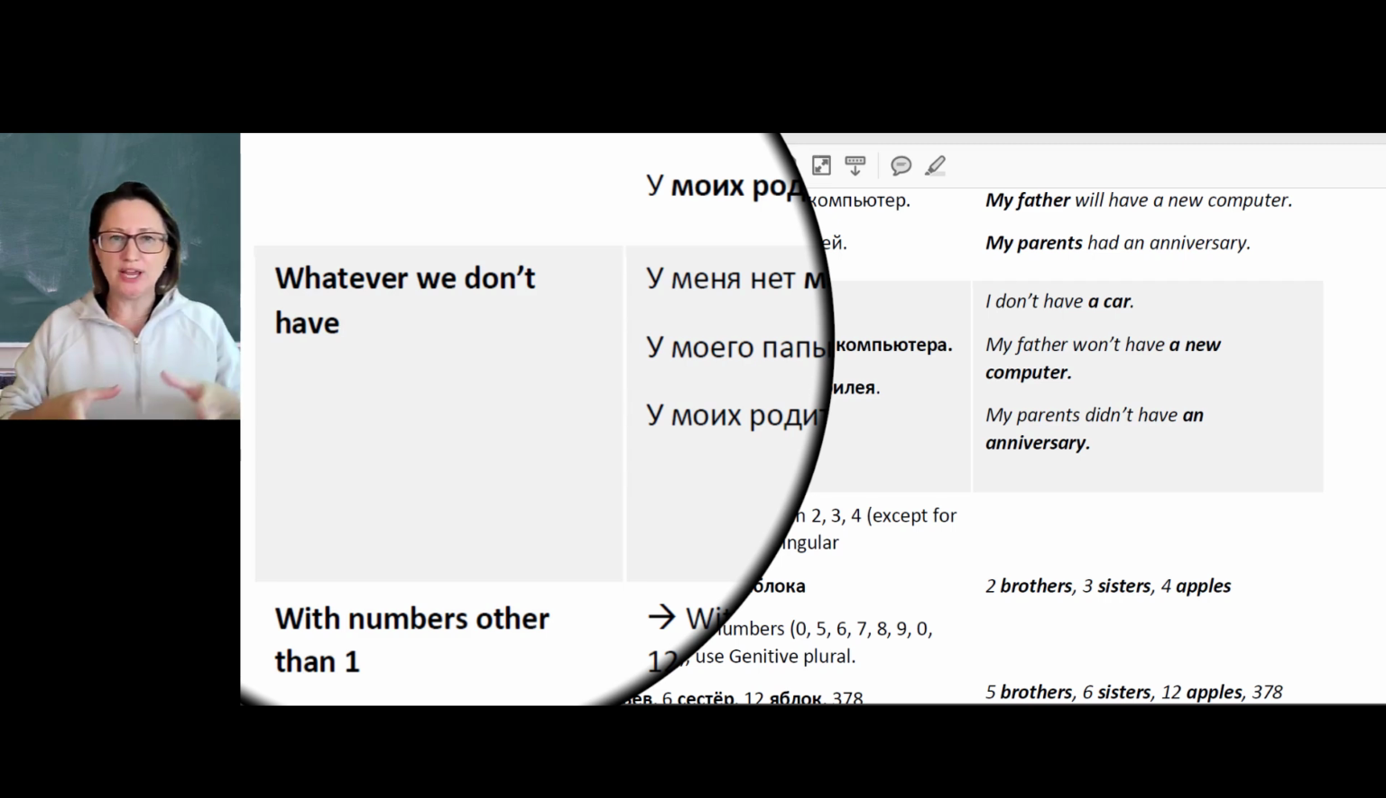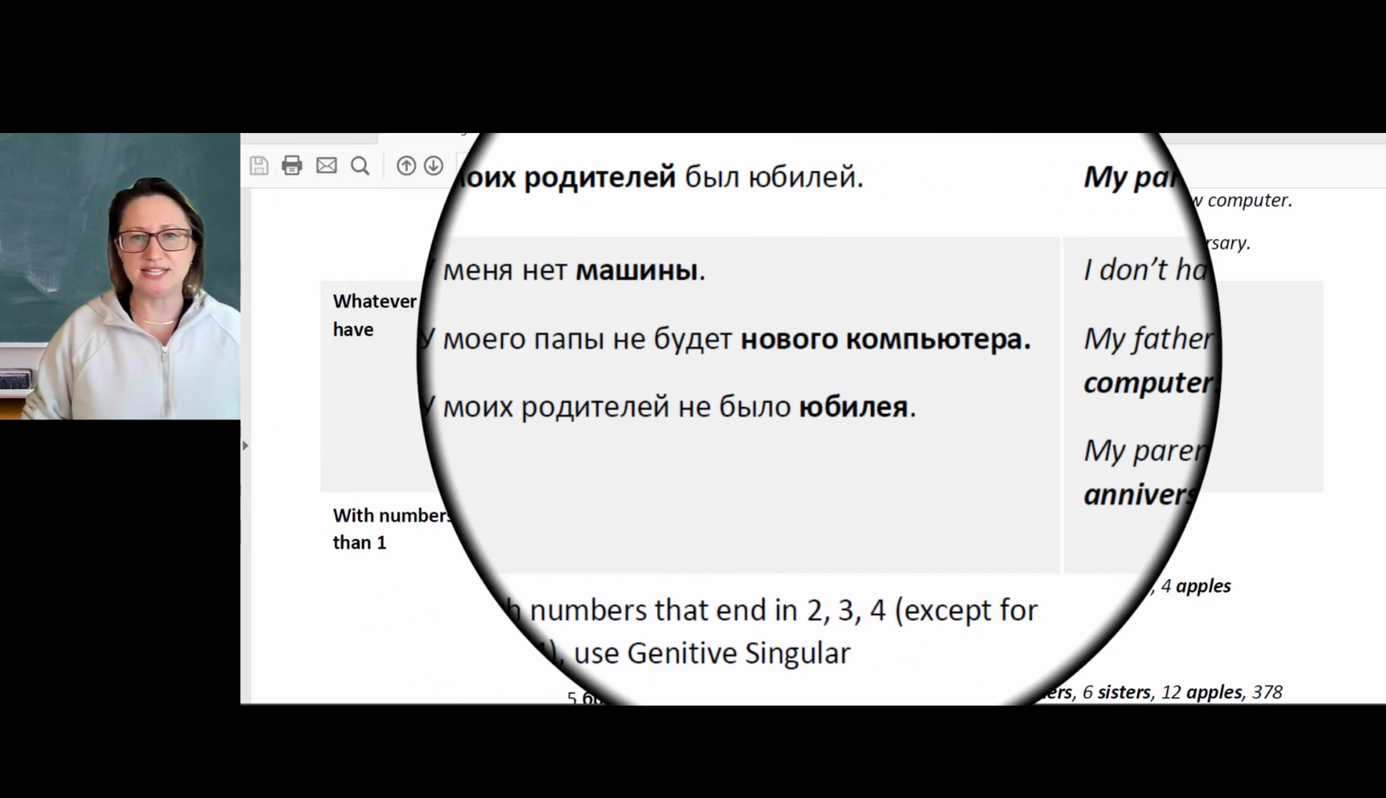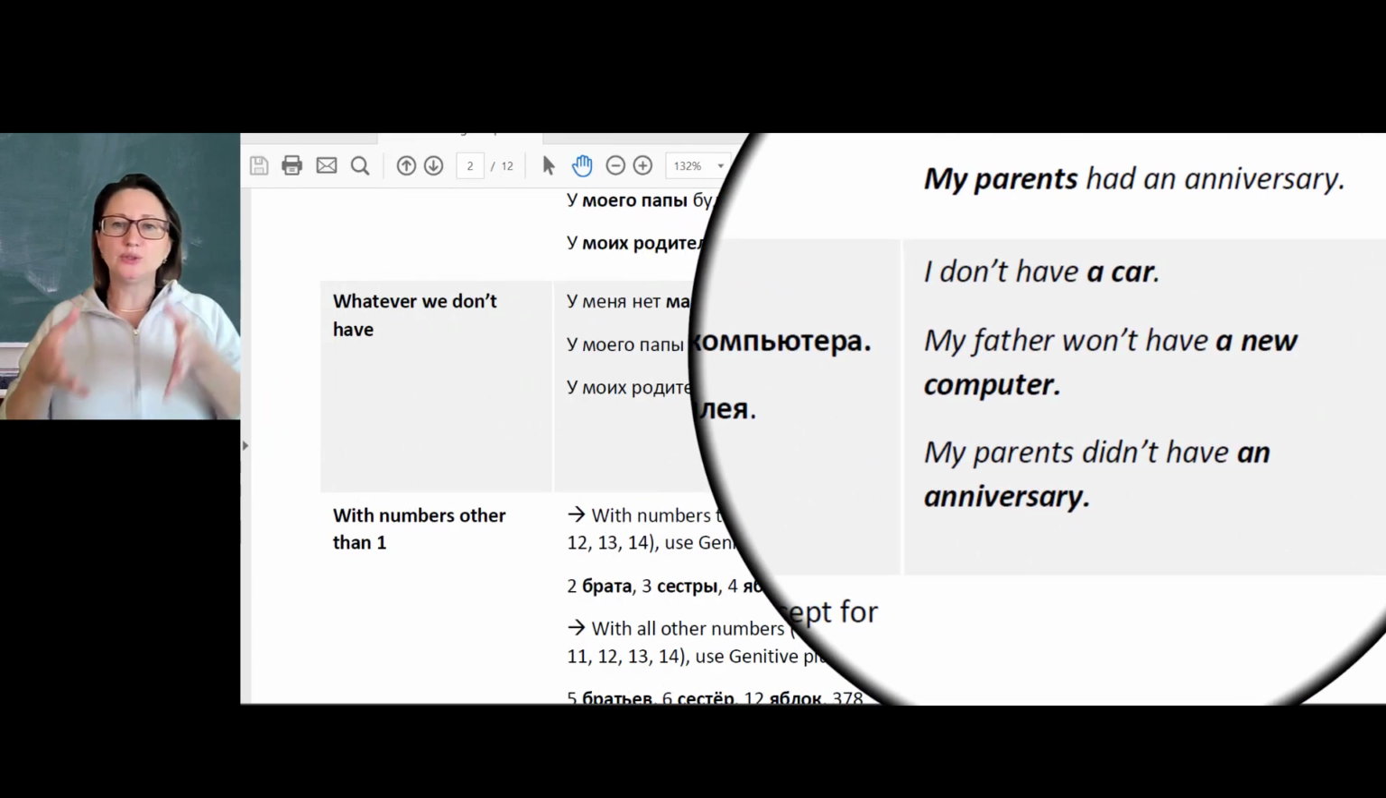So when I say I do have a car, that car is the subject of a sentence. When I say I do not have a car, there is no subject of a sentence at all, because both of these words will be in genitive. So here we have I don't have a car. Whatever I don't have, a car, will be genitive. My father won't have a new computer. My father will still be genitive. I'm just not marking it here because it doesn't go with the specific context, but whoever doesn't have something is genitive, and whatever we don't have, a new computer, is going to be genitive either.